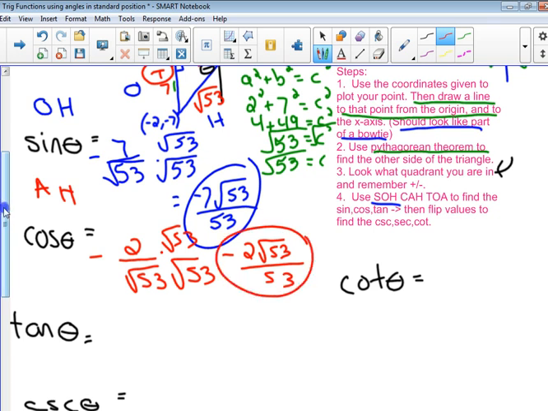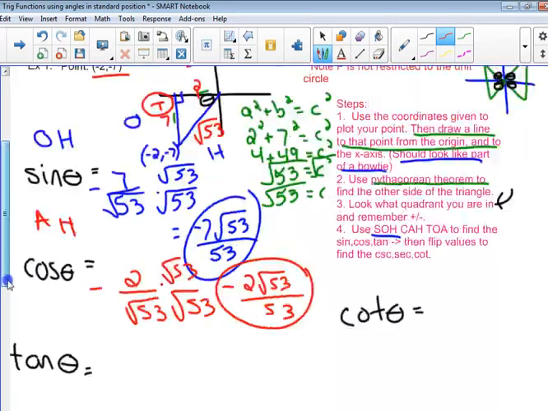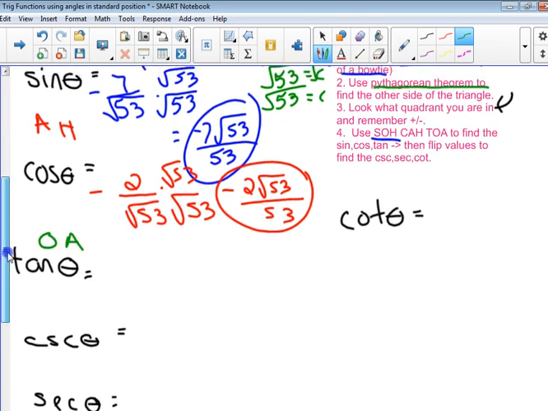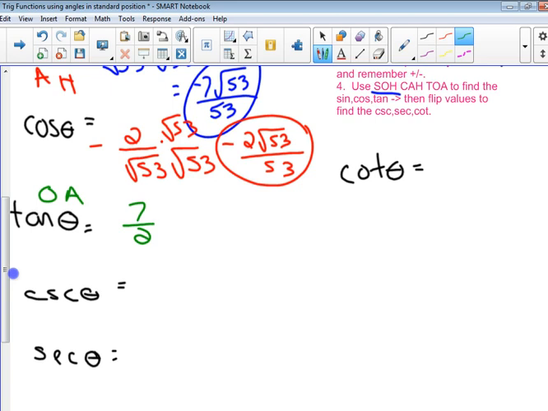All right, what about for tangent? Positive. Yes, because we're in the T quadrant. And tangent should be opposite over adjacent. 7 over 2. Good job. So this was a nice one. Do we have to do anything in that one? No. Good. Awesome. So yeah, those ones kind of stunk.